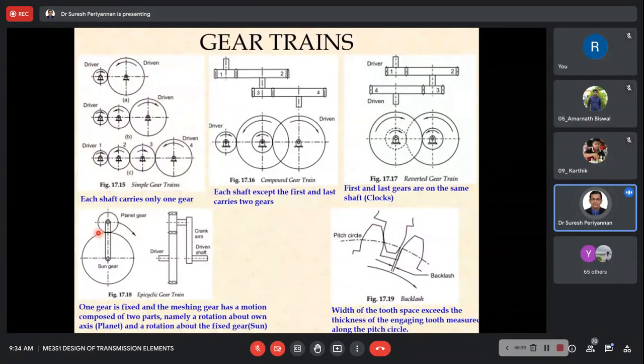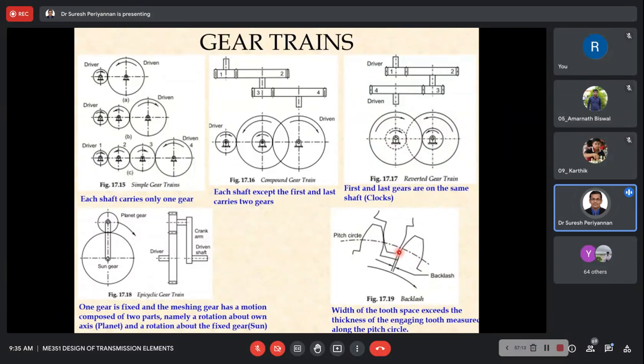Now come to this. This is the backlash. Backlash means the width of the tooth space exceeds the thickness of the engaging tooth, measured along the pitch circle. I will give you a clear explanation about the backlash later. Now just see this gap. This gap creates the backlash. Just keep that in mind, I will give you more explanation.